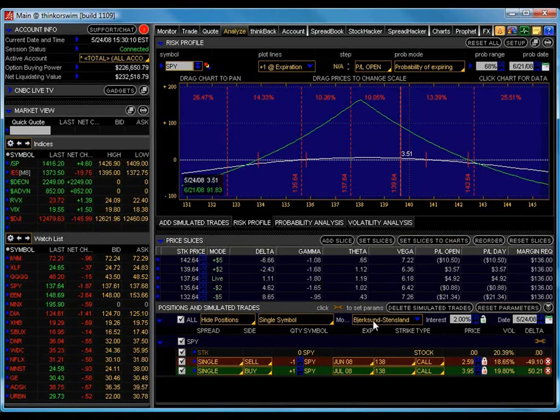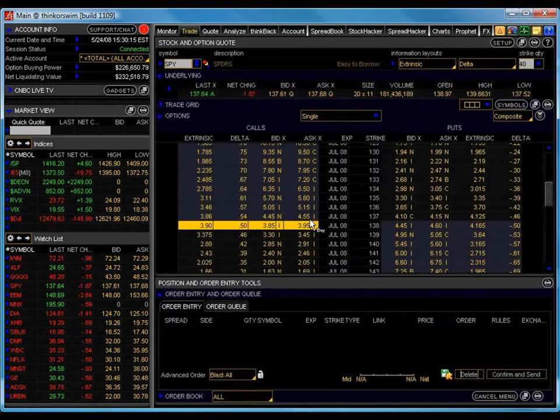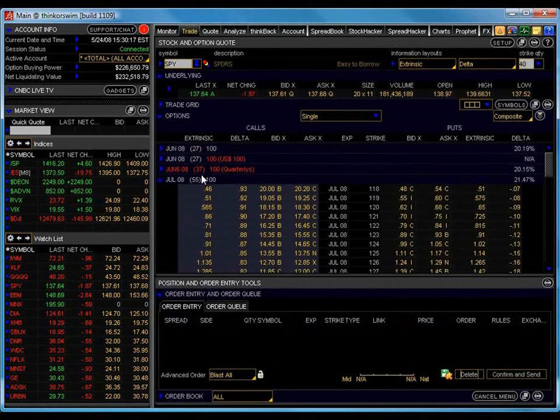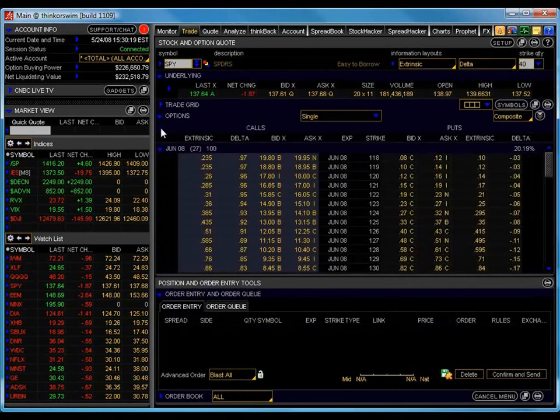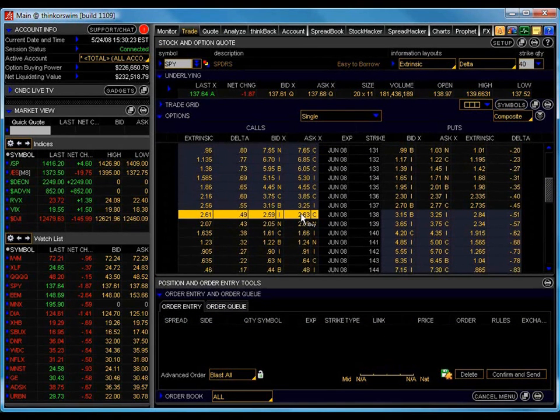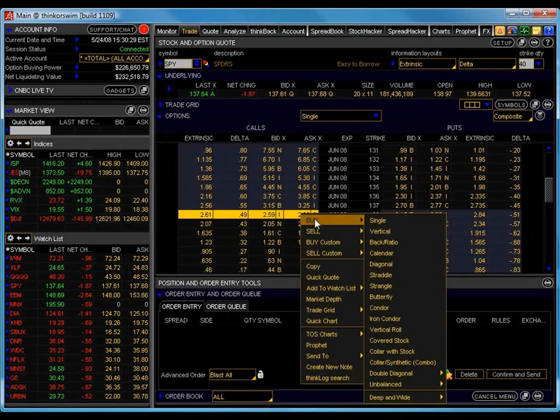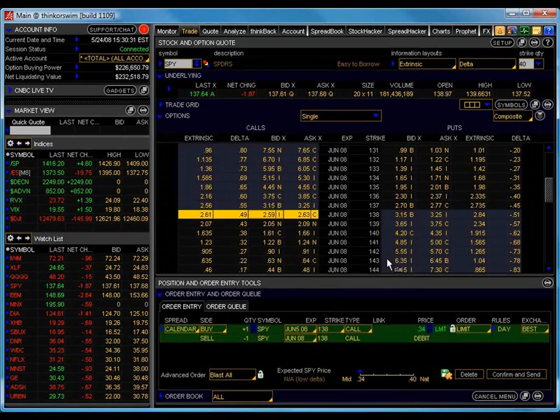So let's go back to our trade tab here, and let's select the month that we want to sell. In this case, it's June. We'll go to the June expiration, and in the Thinkorswim platform, it's very easy to simply right-click, and we go to Buy Calendar, and it automatically brings up for us the very next 2 months.